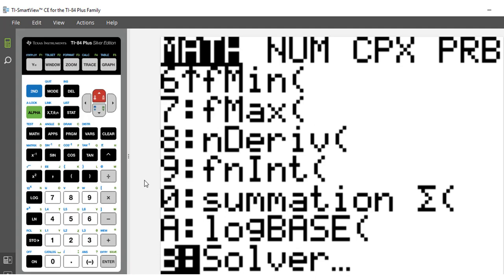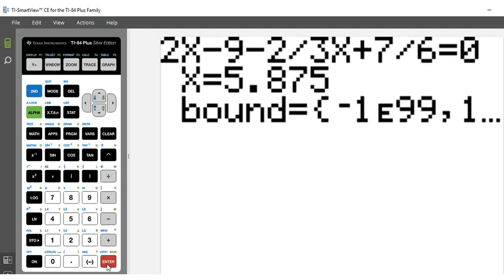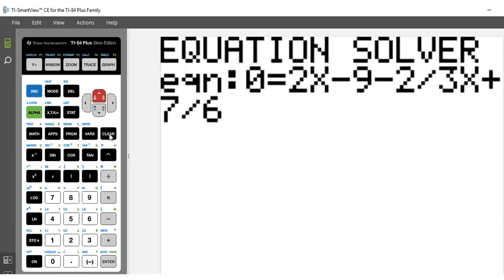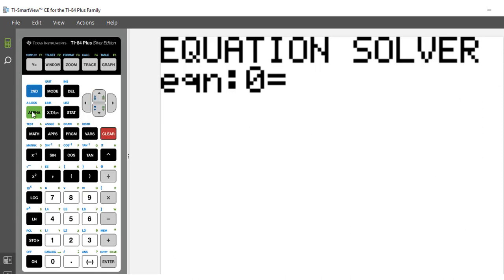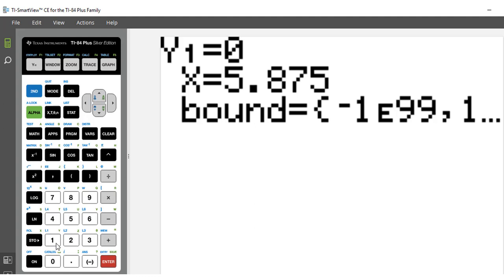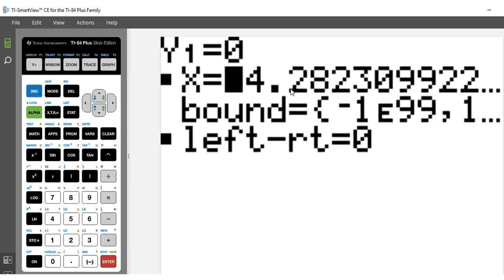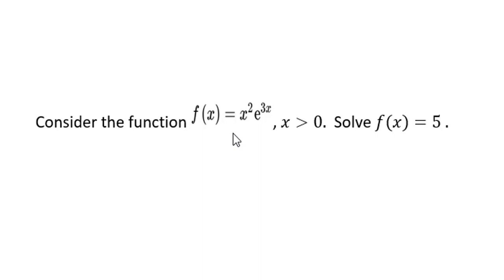Use this upper arrow, go to equation solver, enter. So you clear this one. This time you will put alpha trace. We will put the y1 because we want to solve this y1 equal to 0. Then enter. Put any number. Normally I just put the 10. Then you do alpha enter. That's a solve. This will be your answer, 34.3.